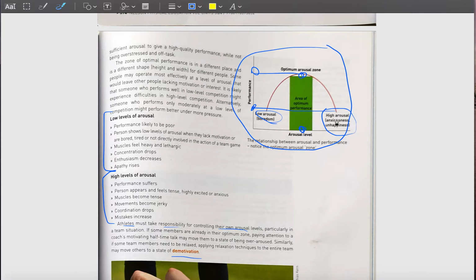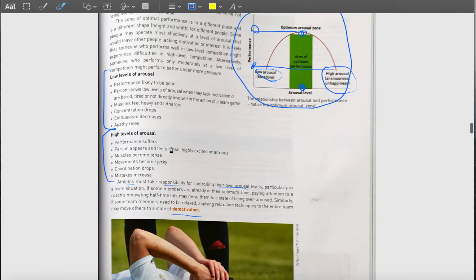But also, if somebody is too highly anxious or aroused or excited about performance, they might suffer because they feel tense, excited, anxious. Their muscles are tensing up. Their movements become jerky because there's not that smooth flow of messages from brain to muscle. So the coordination drops and the mistakes will increase.